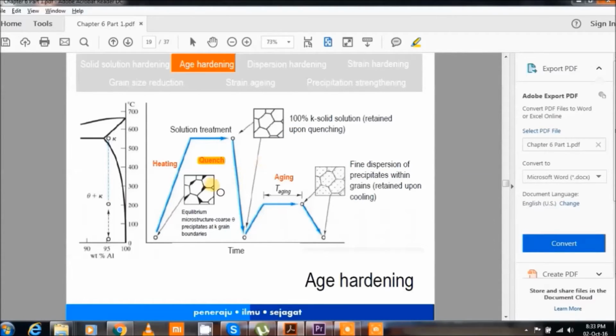Firstly, this one looks saturated, where there are no empty spaces, unlike the previous one. So this is what we get when we quench the material. Next up, let's see aging.